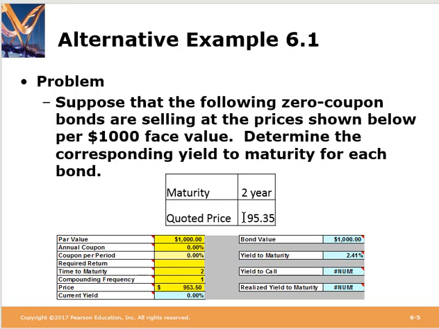Now, in the newspaper, when you see how a bond is priced or how the price is quoted, it's typically quoted as a percentage of par. So 95.35% means that the price of this bond is 95.35% of $1,000 or $953.50. So the yield to maturity on this particular bond is 2.41%. Right? So again, let's kind of review this a little bit. Corporate and government bonds are quoted as percentages of par.